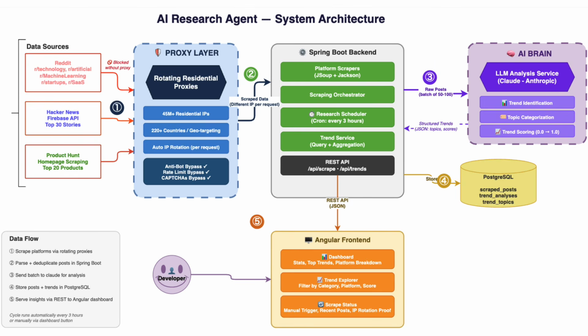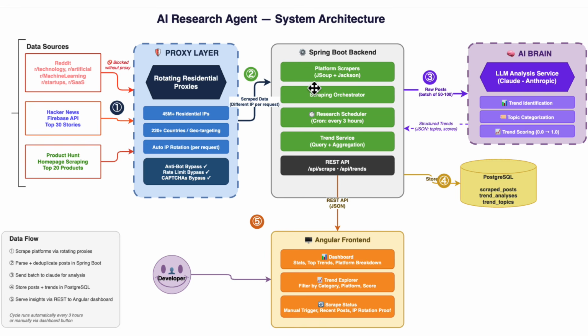All right, so let's start first by understanding our AI agent system architecture. So everything will start from the middle in here, our Spring Boot backend. And Spring Boot is already decomposed into different parts or modules. So we have the platform scraper or scraping orchestrator, research scheduler, trending service, and the REST API. And of course, it will communicate with our Postgres database.